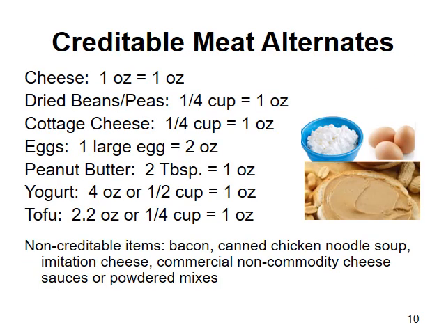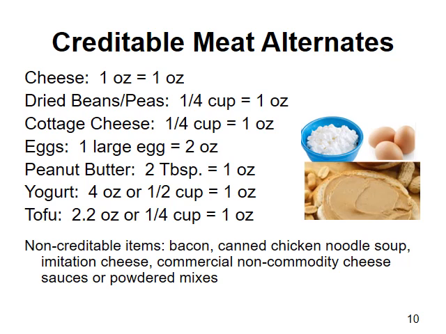This is a list of meat alternates and how they credit towards the meal pattern requirements. These are available in the lunch meal pattern chart for your reference. Here are some examples of 1 ounce equivalent portions of meat alternate. Cheese credits ounce for ounce. Dried beans and peas, 1/4 of a cup is equivalent to 1 ounce of meat alternate. Cottage cheese, 1/4 of a cup equals 1 ounce.